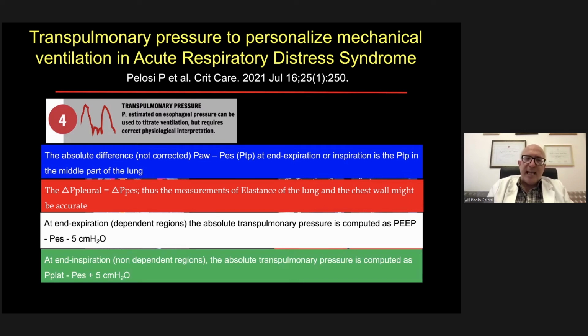On the other side, at end inspiration in the non-dependent lung regions, the absolute transpulmonary pressure is computed as plateau pressure minus esophageal pressure plus 5 centimeters of water.